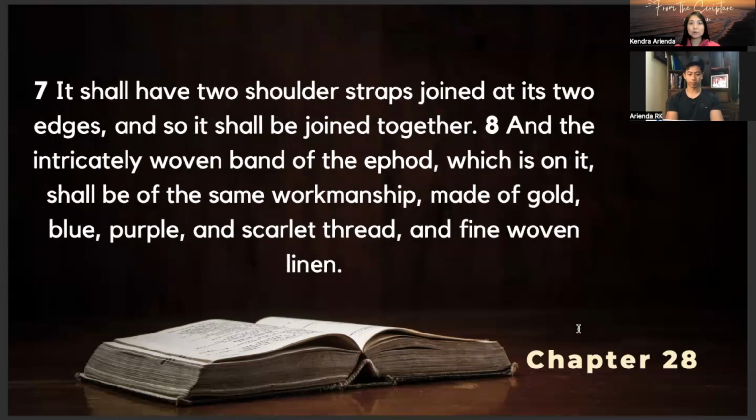It shall have 2 shoulder straps joined at its 2 edges, and so it shall be joined together. And the intricately woven band of the ephod, which is on it, shall be of the same workmanship, made of gold, blue, purple, and scarlet thread, and fine woven linen.